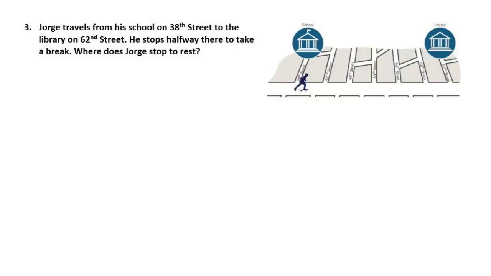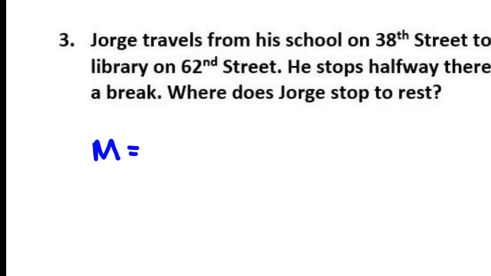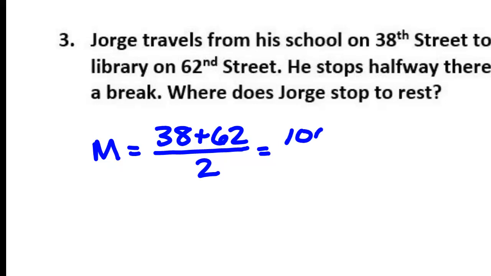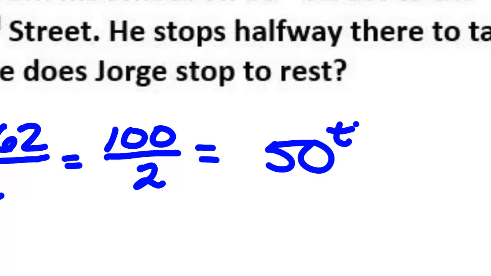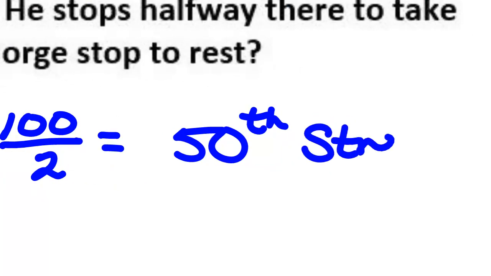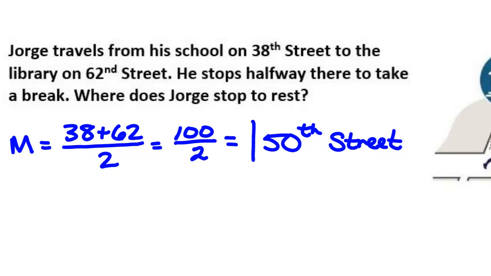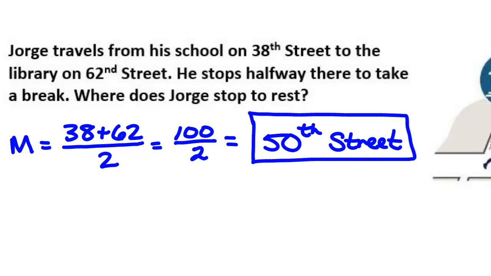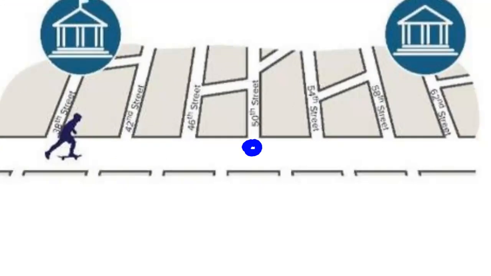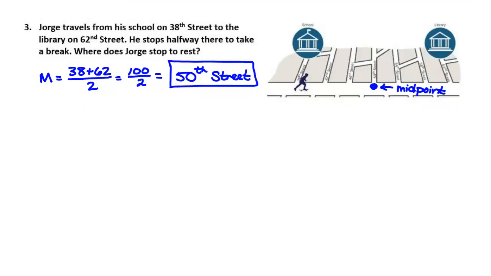Where should he stop? 50th Street, yes. We're going to find our midpoint by adding 38 and 62 together, and cutting that in half. 38 plus 62 is 100, and half of 100 is 50. So he's going to stop at 50th Street. So right here is the midpoint. Very nice.